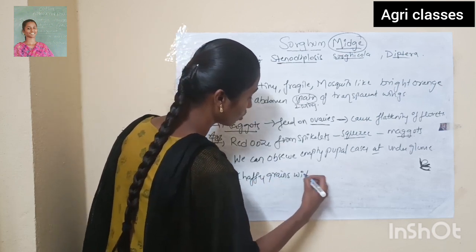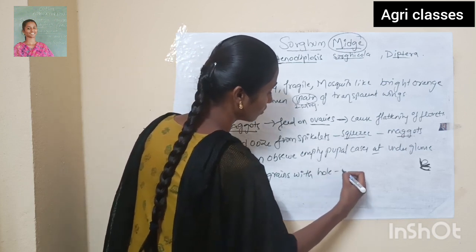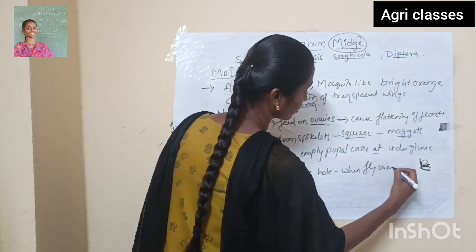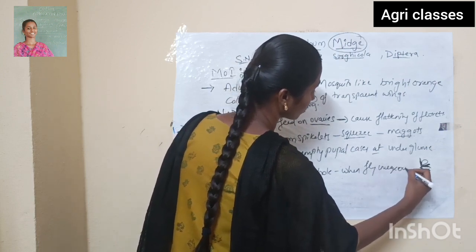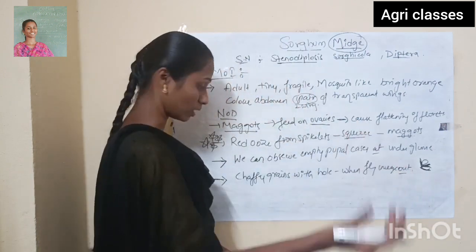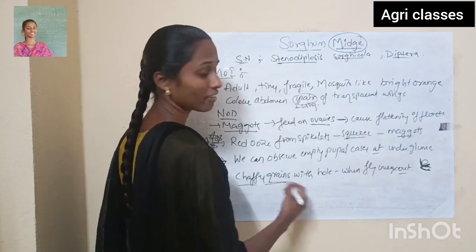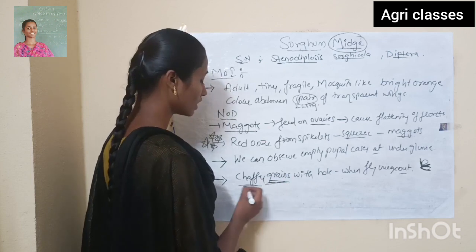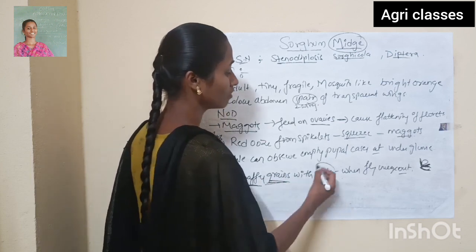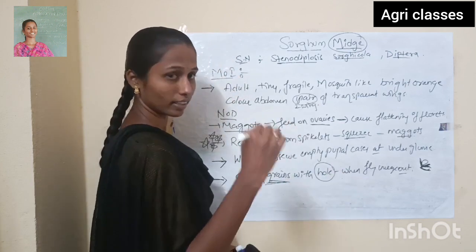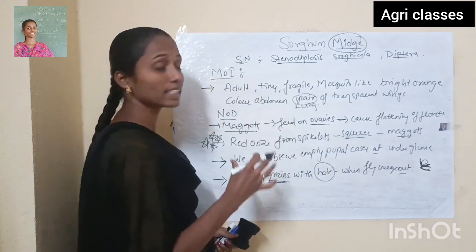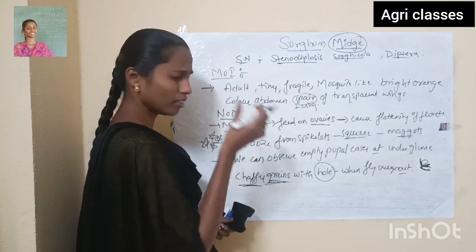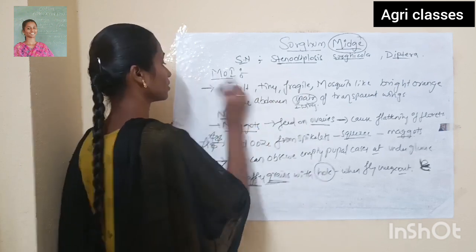with holes when the fly emerges out. After the fly emerges and goes outside, we can observe the chaffy grains. There are no filled grains. We can observe only chaffy grains and one hole on the grains. So these are the main symptoms of sorghum midge. And then we will discuss management.